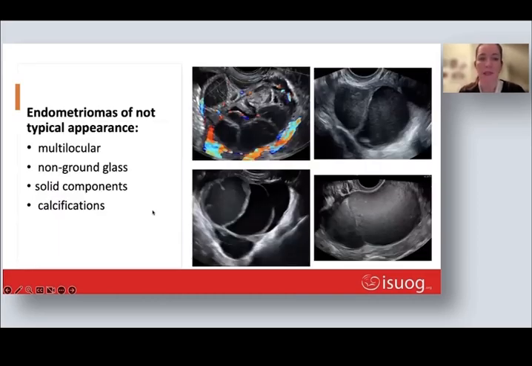Sometimes endometriomas can have a non-typical appearance. They can be multilocular, of non-ground-glass echogenicity, can include solid components, or sometimes calcifications.